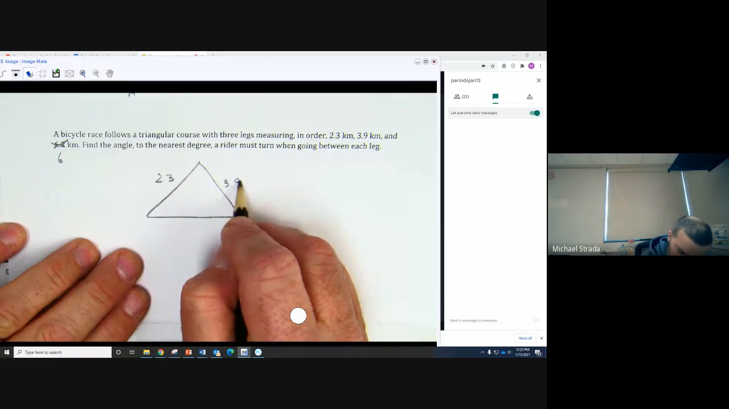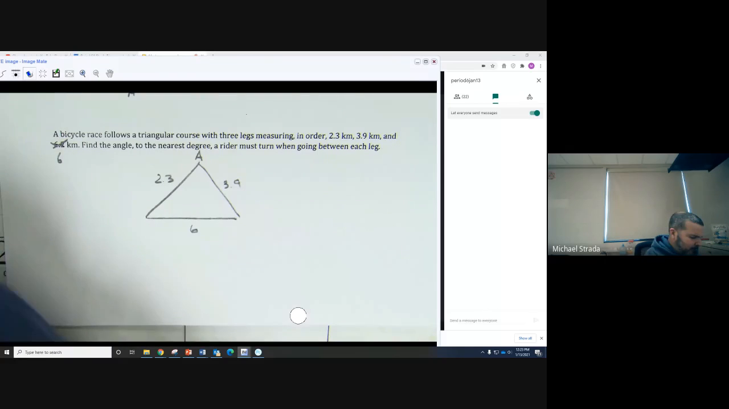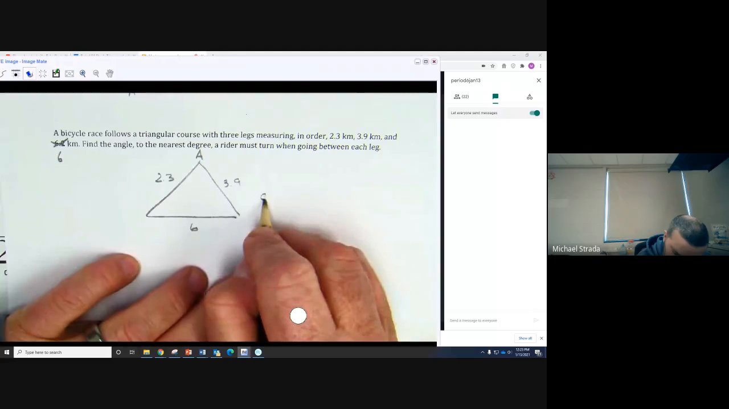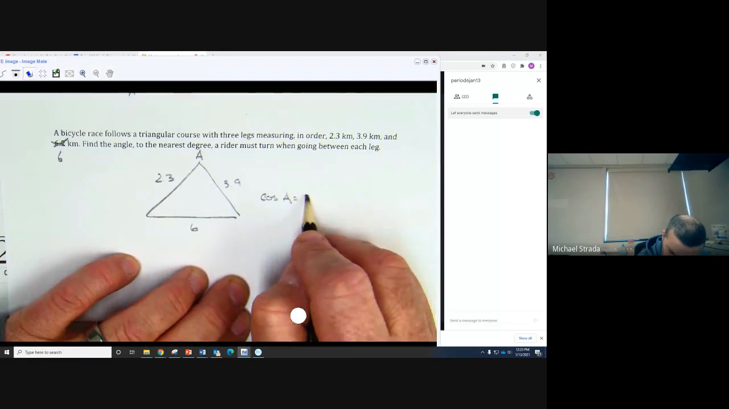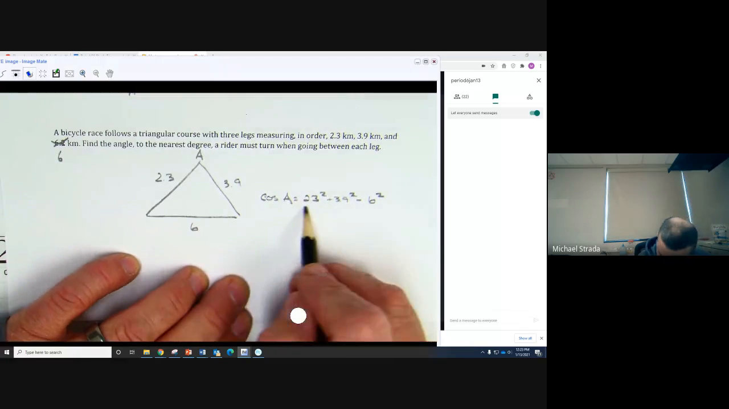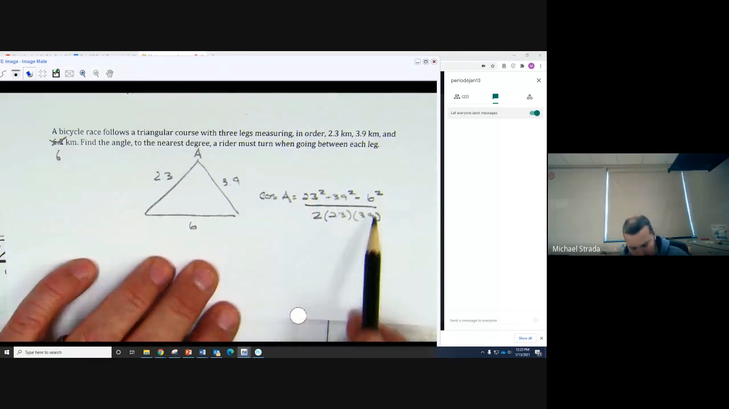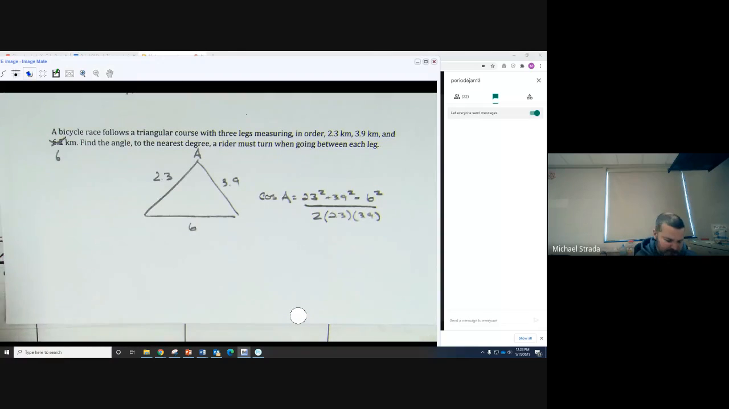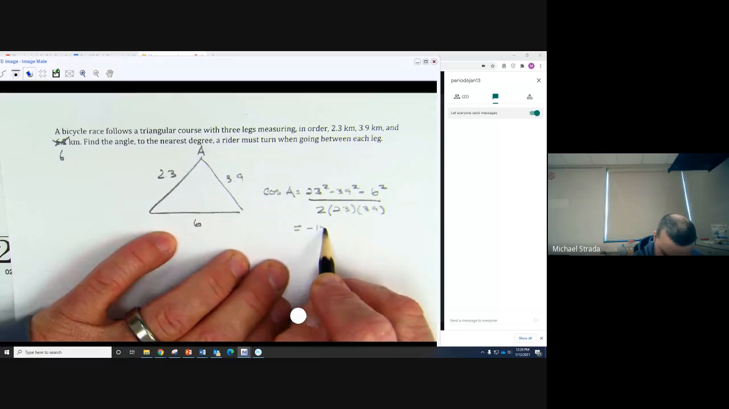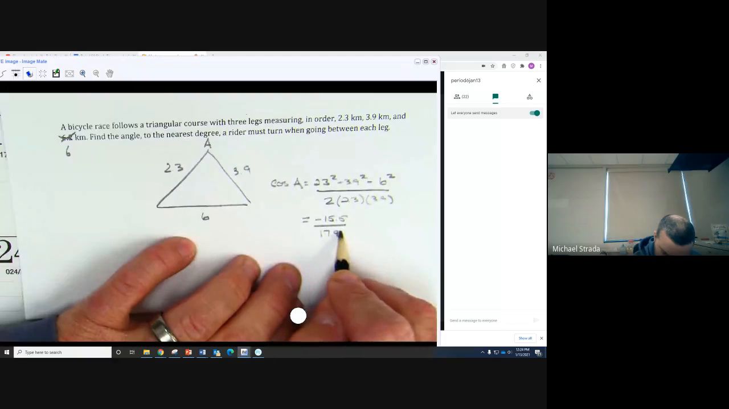2.3, 3.9, and 6. All right, 6 is the longest side, so the first one I'm going to get is A. Cosine of A, since it's opposite the biggest side, is the two sides of A squared minus the opposite side squared, all over 2 times the sides of the angle. These numbers should always match up with those numbers. 2.3 squared plus 3.9 squared minus 6 squared gives us negative 15.5, over 2 times 2.3 times 3.9, 17.94.